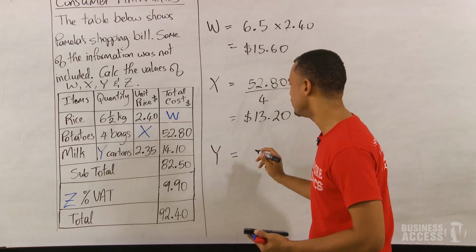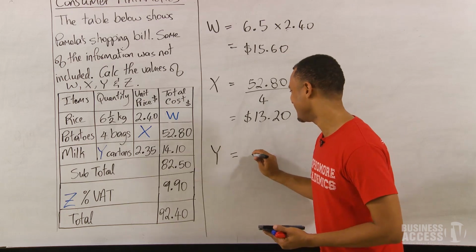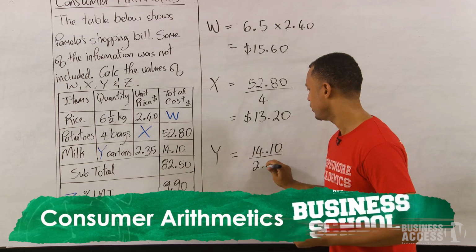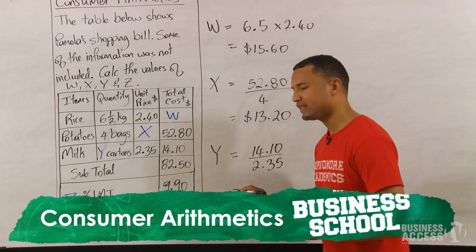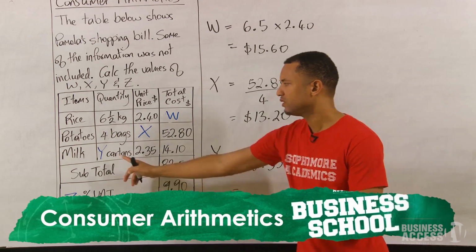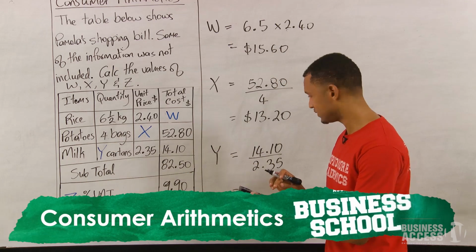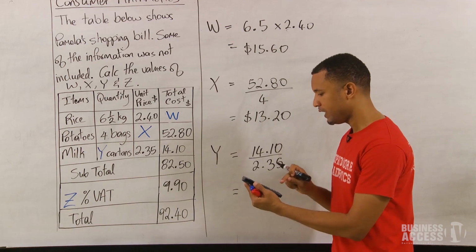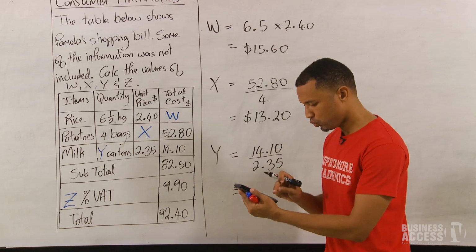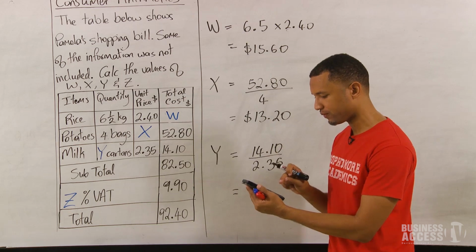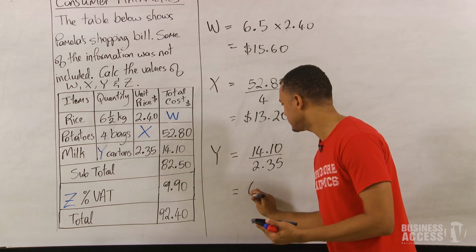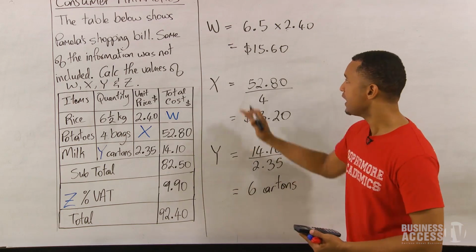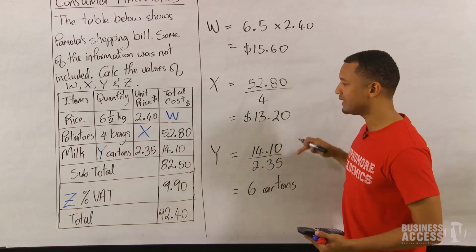So it's 1410 divided by 235, and we should get a nice whole number because we're trying to figure out how many boxes. Let's try that. 14.10 divided by 2.35 gives us 6 cartons. So we have easily found W, X, and Y.